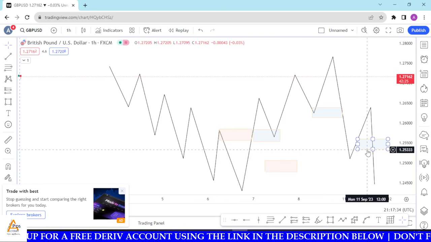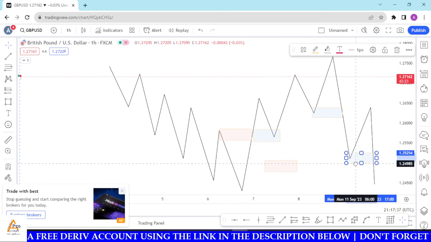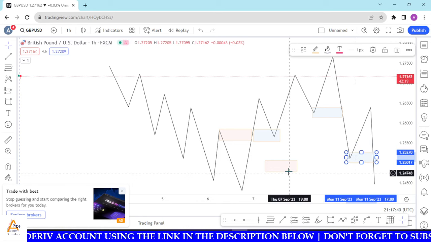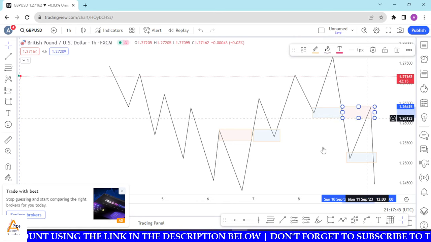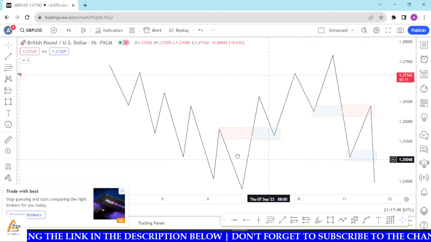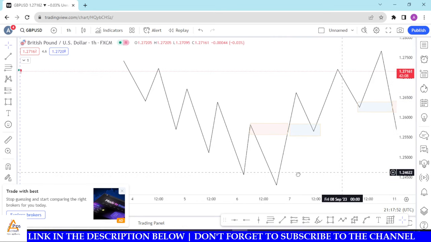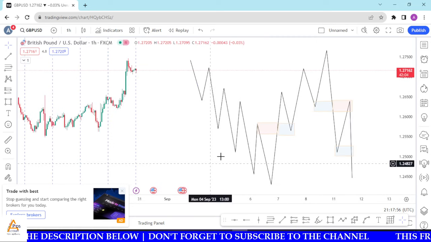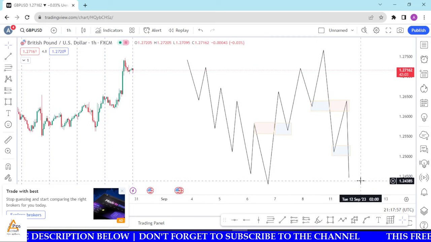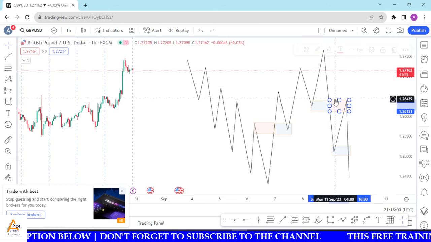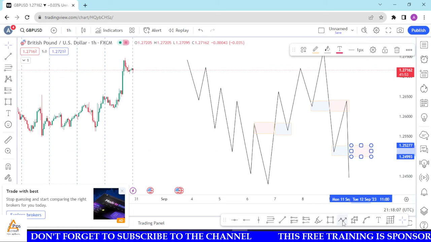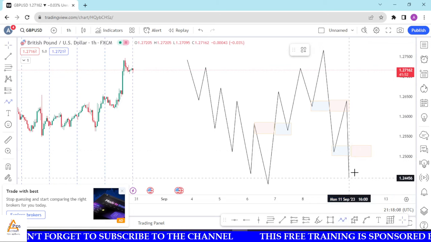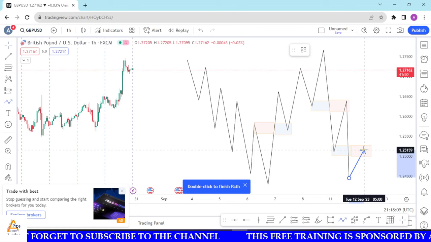Okay, so here like this also flipped, and then here also flipped from demand to supply. Here too, it has been flipped. Here too has been flipped as well. So breakout block traders will be waiting for price to come here for them to what? To sell.